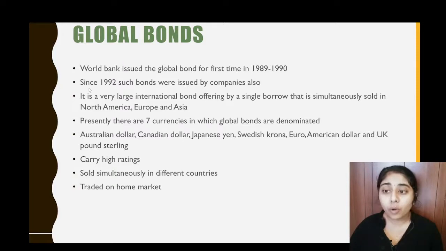As these are very large international bonds, they carry a high interest rate, and these are sold simultaneously in different countries and are also traded on the home market. So that is all about global bonds.